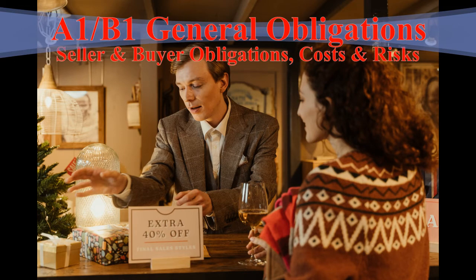FAS, A1/B1 General Obligations. A1 General Obligations, Seller. Each of the 11 rules requires the seller to provide the goods, their commercial invoices, and any other evidence of conformity that might be needed. This could include an analysis certificate, or weighing machine document, etc.